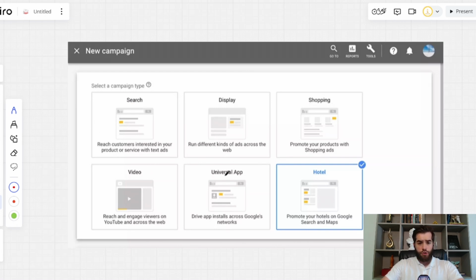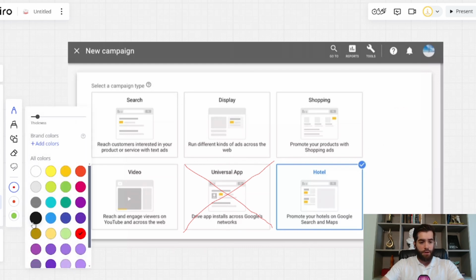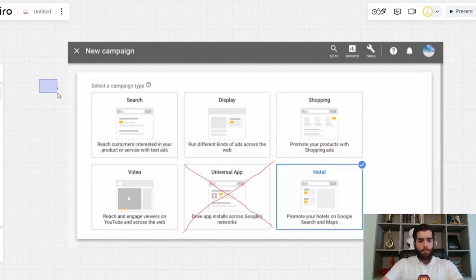First things first, we're going to remove this option right here, universal app, because we're going to talk about local business. So it's really important for you to understand which type of campaign is going to be relevant, and universal app is not one of them for you at this moment. I mean, you can have a business that sells products and has one specific app, but it doesn't make sense to use universal app as your first type of campaign if you have a local business.